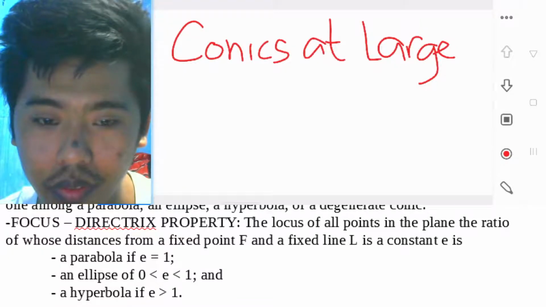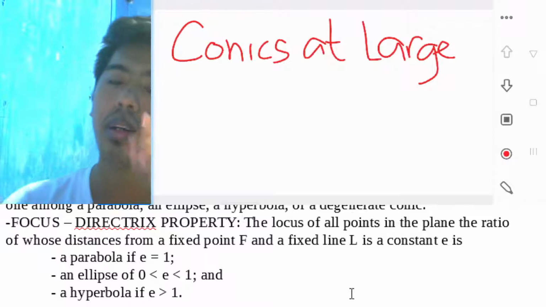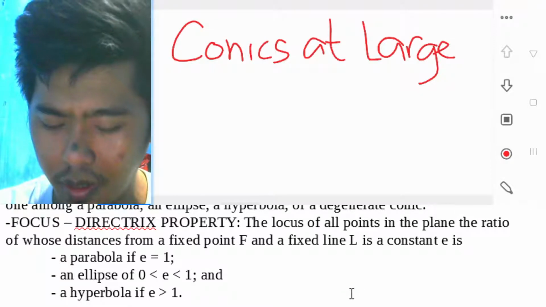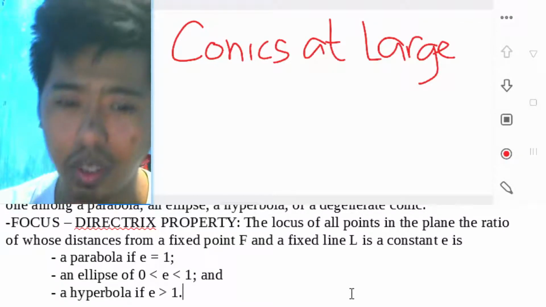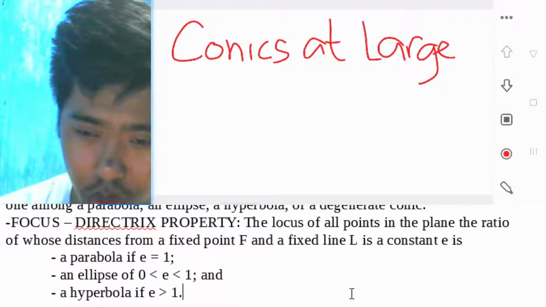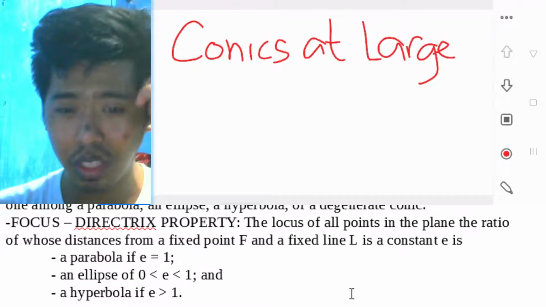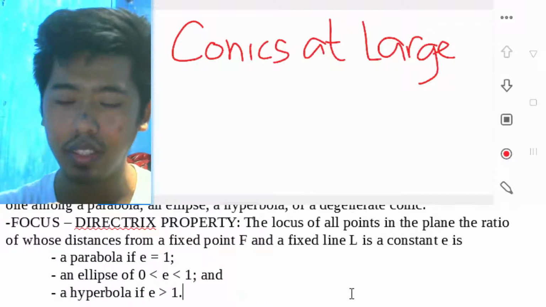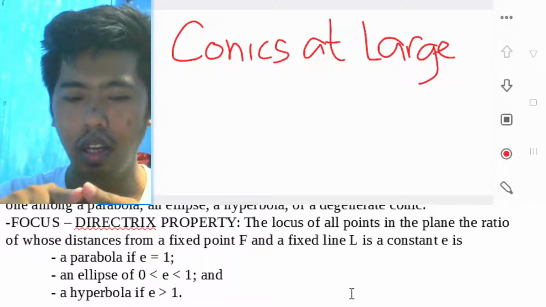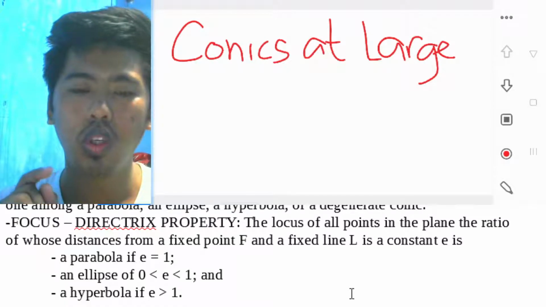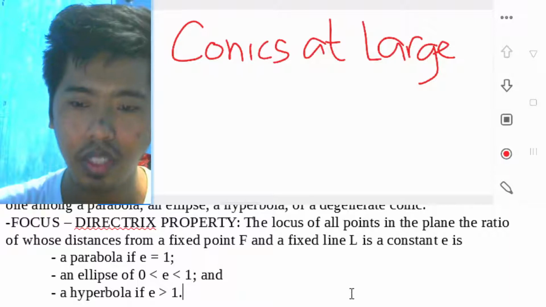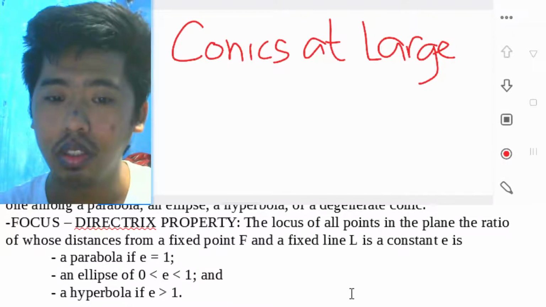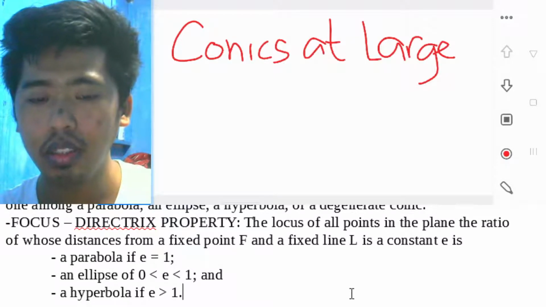Okay, let me read it again for you. So if you say focus to directrix property, if you can visualize the parabola, ellipse, and then hyperbola. The locus of all points in a plane, the ratio of whose distances from a fixed point F and a fixed line L. If you remember, the vertex is the center in the parabola. The distance to the focus is the same as the distance to the directrix. So here it says the fixed line L is a constant E, and that E, guys, is the eccentricity.